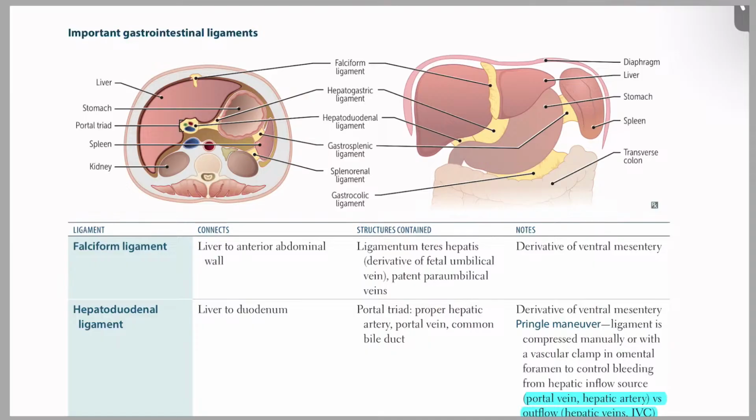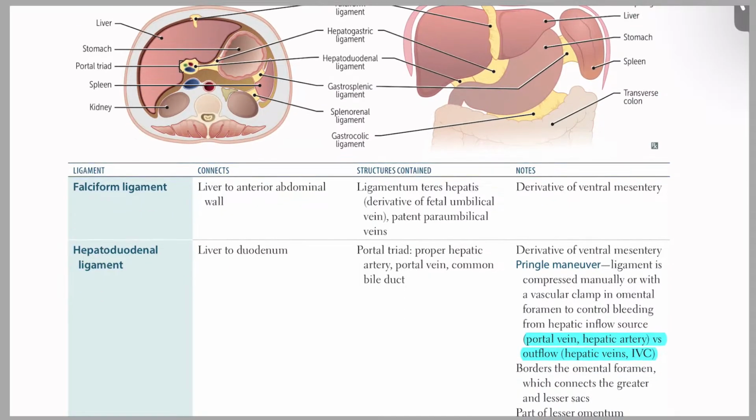Derivative of ventral mesentery, hepatoduodenal ligament: liver to duodenum. Portal triad: proper hepatic artery, portal vein, common bile duct. Derivative of ventral mesentery, Pringle maneuver. The ligament is compressed manually or with a vascular clamp in the omental foramen to control bleeding from the hepatic inflow source: portal vein, hepatic artery, versus outflow, hepatic vein and IVC.